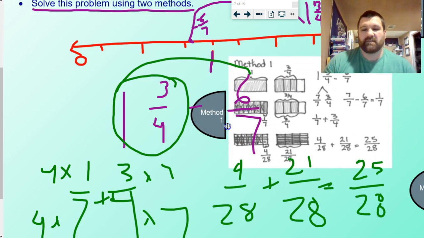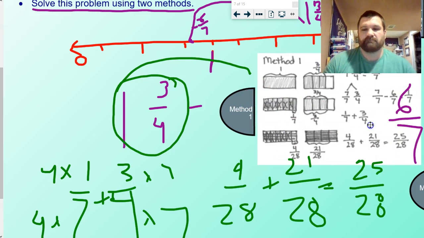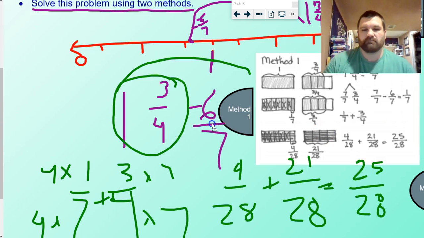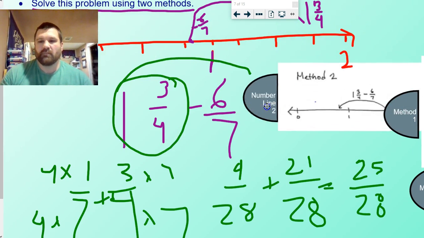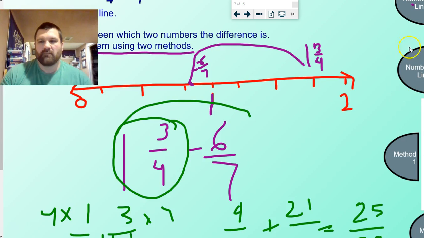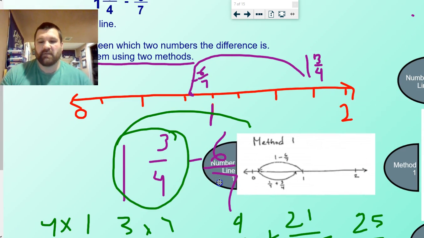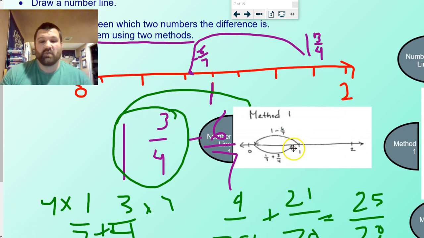You could have done it this method, done some boxes, and subtracted. Number line. And here's another one that you could have done. Method number 1, which is basically what we did. So we took the whole minus 6/7, and then we added 3/4 back.